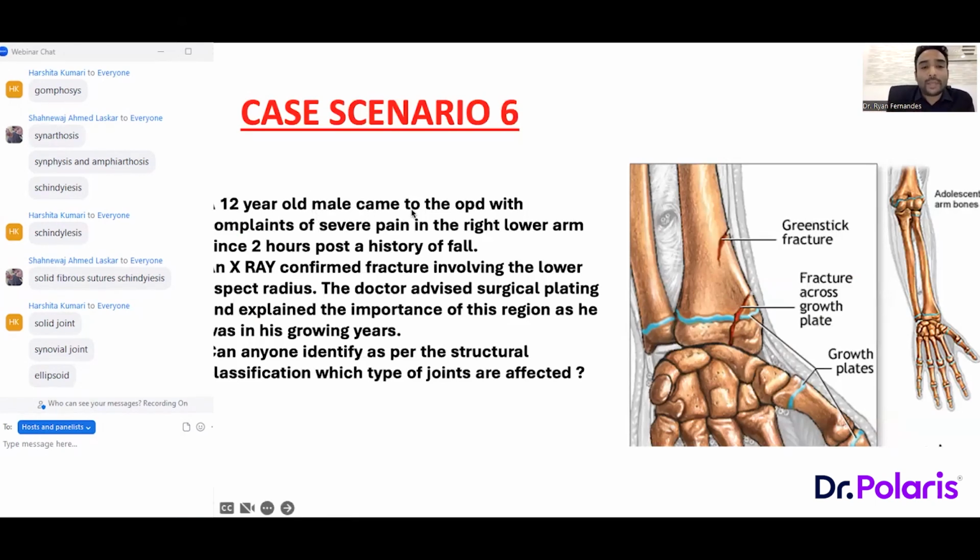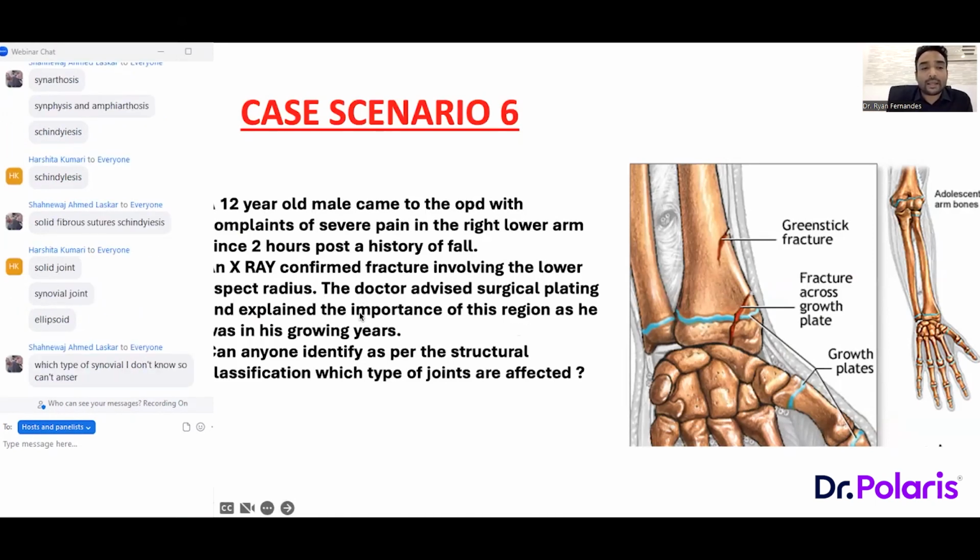A 12-year-old male came to the OPD with complaints of severe pain in the right lower arm since 2 hours post history of fall. An X-ray confirmed fracture involving the lower aspect of the radius. The doctor advised surgical plating and explained the surgical importance of this region as he was in his growing years. Can anyone identify, as per structural classification, which type of joint is affected? Anyone who would like to answer the question? You have to really think.